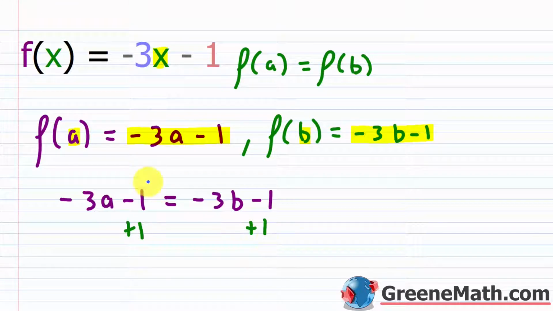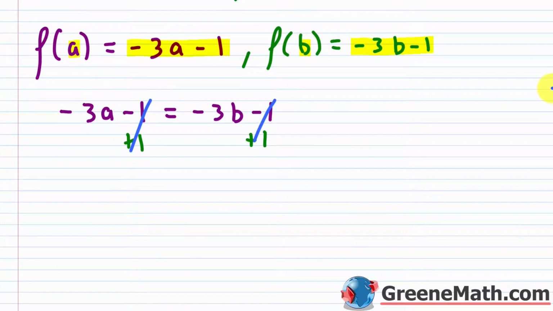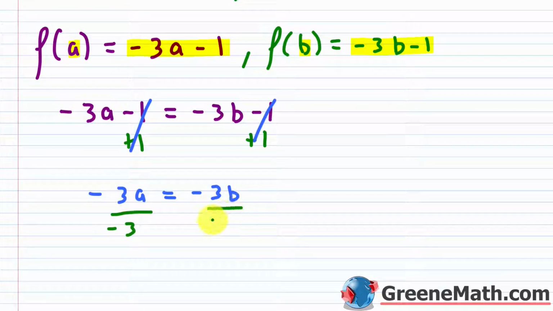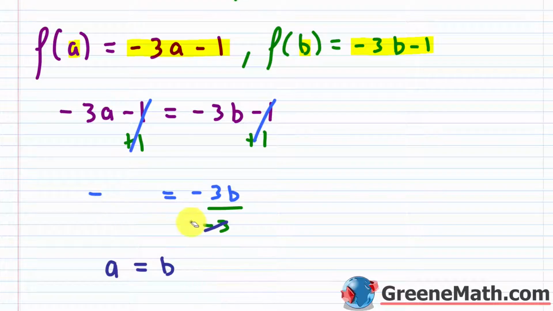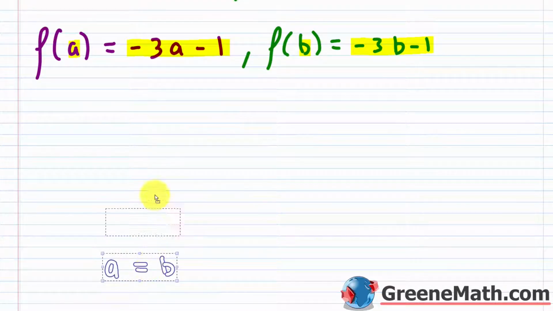And I'm just going to cancel this. That's going to give us negative 3a is equal to negative 3b. If I divide both sides by negative 3, what am I going to get? Well, this is going to cancel with this, and this is going to cancel with this. So I get that a is equal to b. So we've proved that this function is one-to-one.